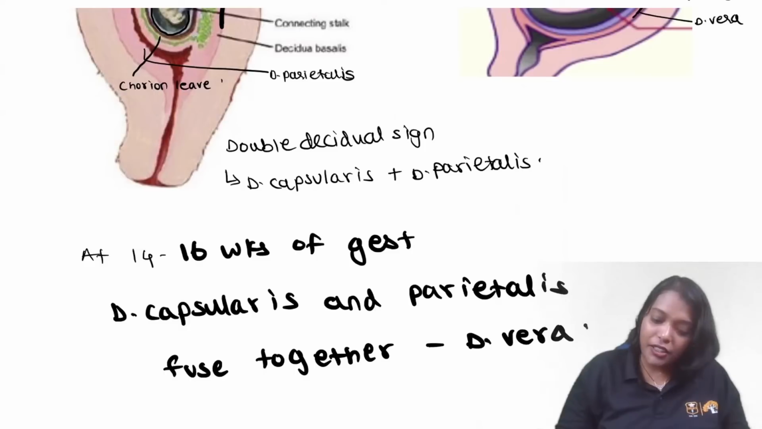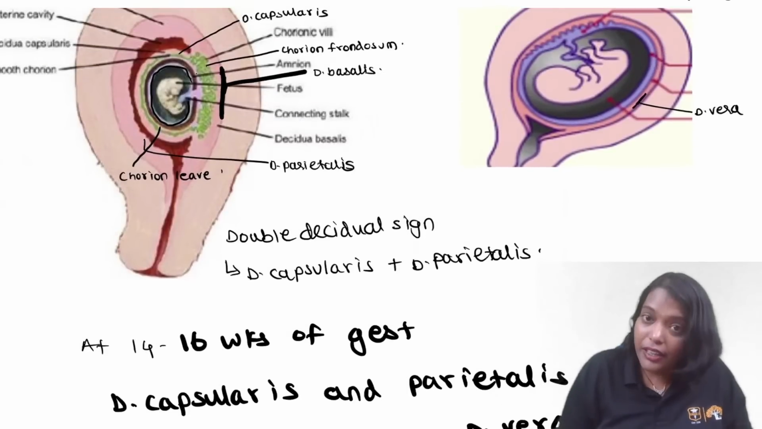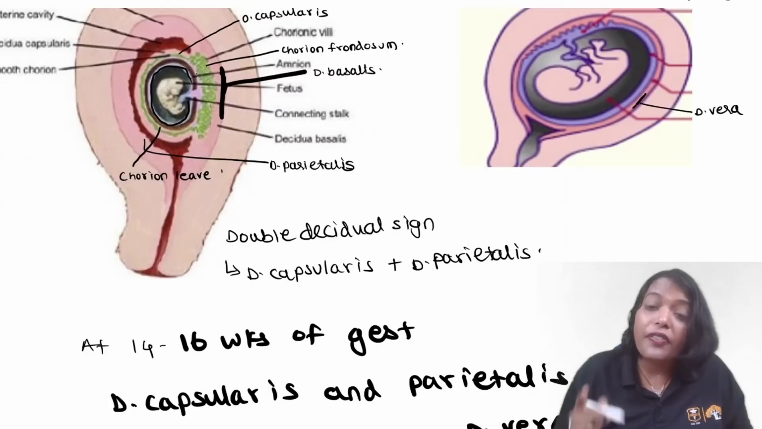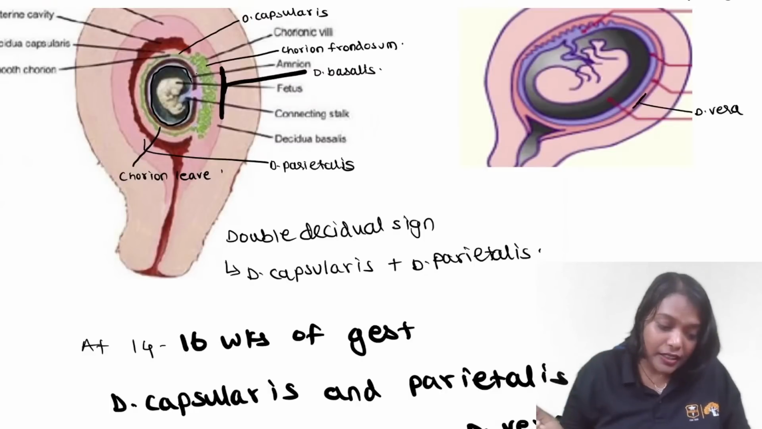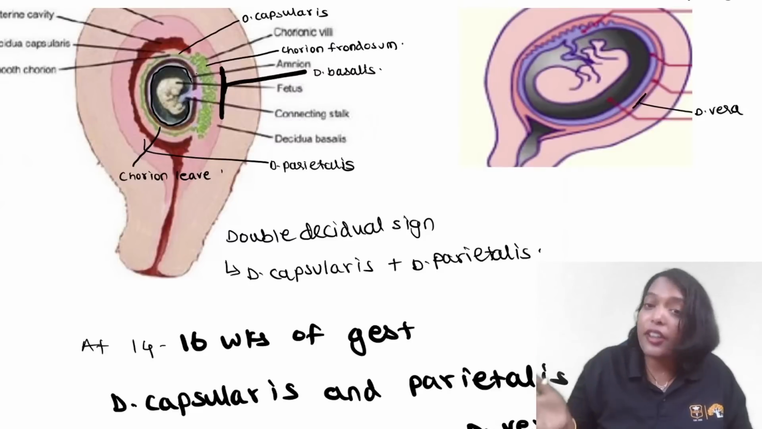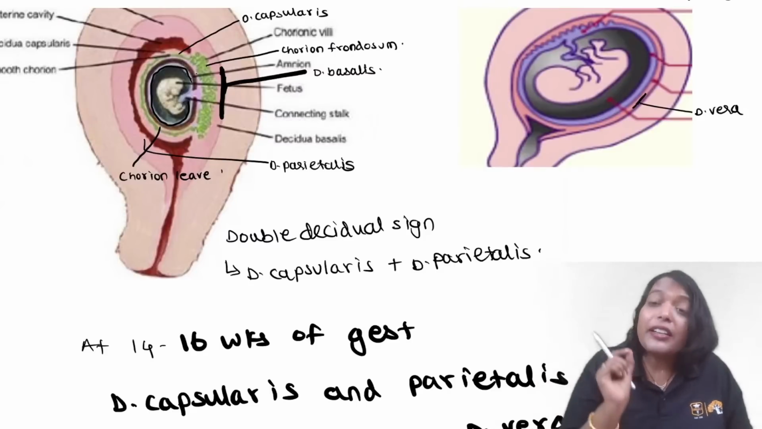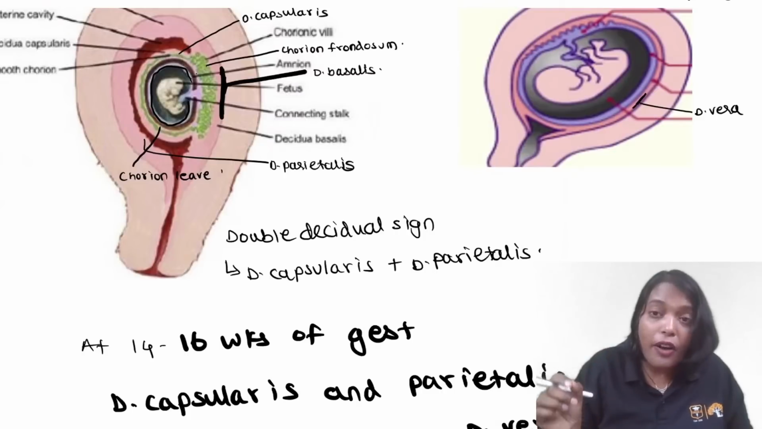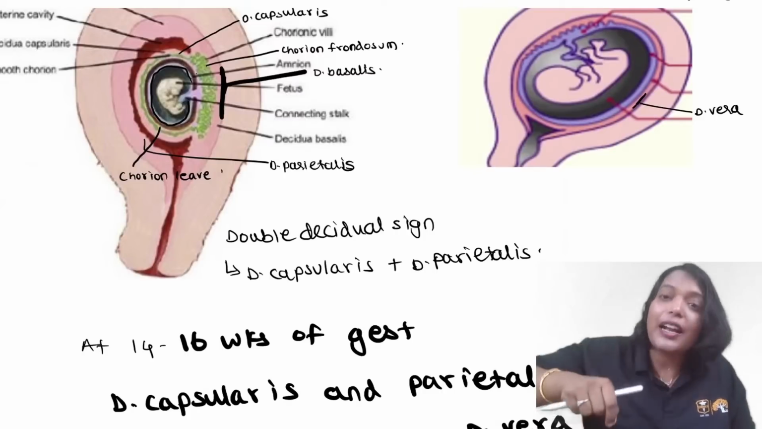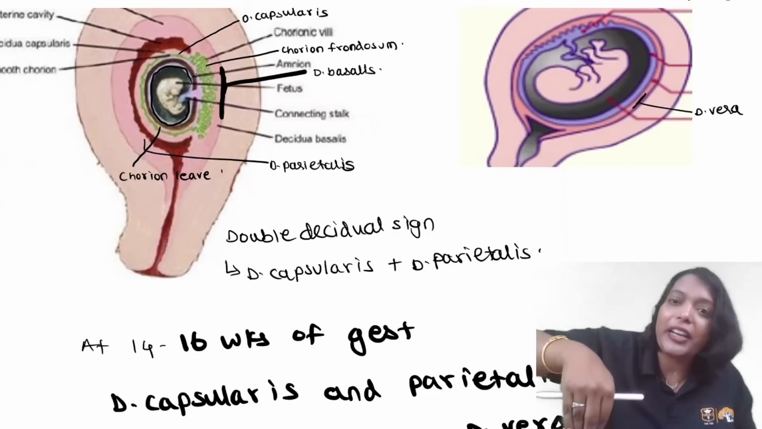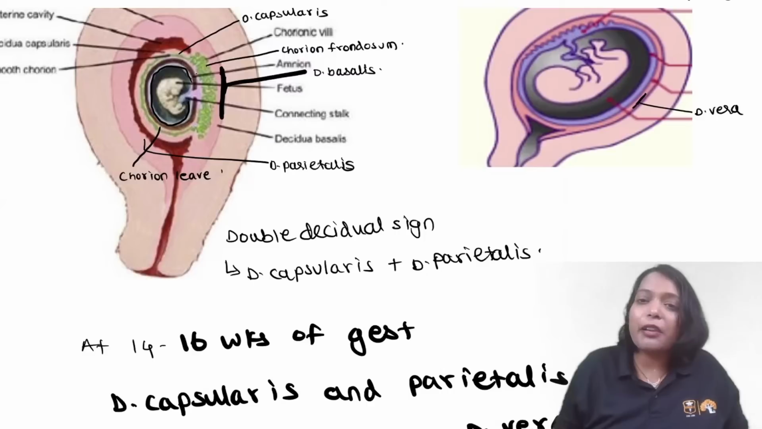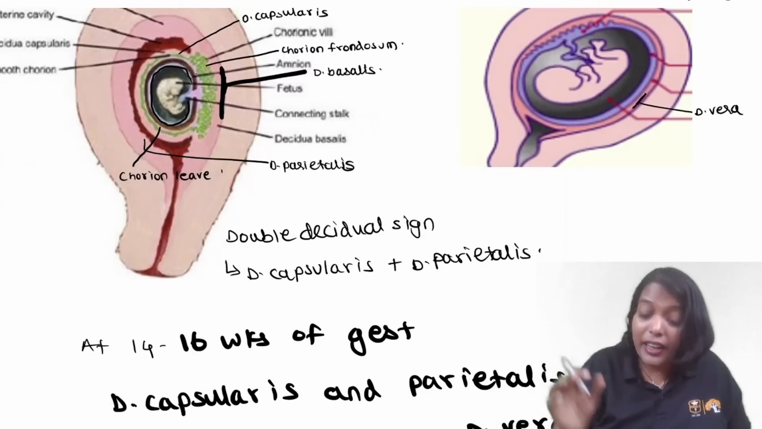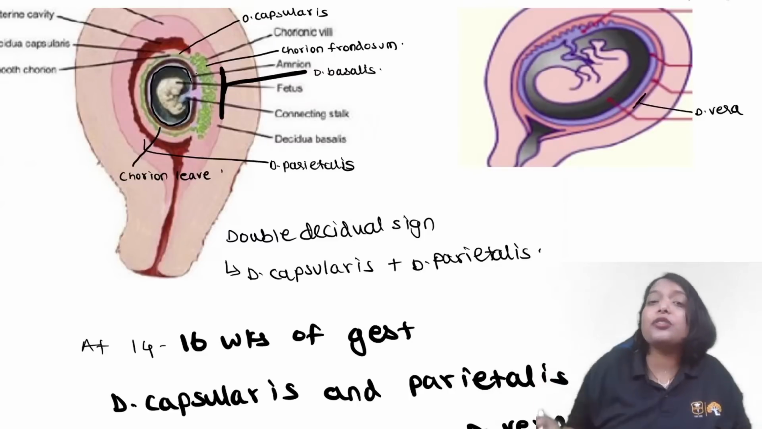Okay, what is double decidual sign? On USG, you will see around the gestational sac two rings formed because of capsularis and parietalis. That we call double decidual sign. Yes, double decidual sign is a sign of intrauterine pregnancy. It does not confirm pregnancy. It confirms that it is an intrauterine pregnancy. Confirming pregnancy can be done with the UPT also. But double decidual sign tells that yes, the baby is inside the uterus only.